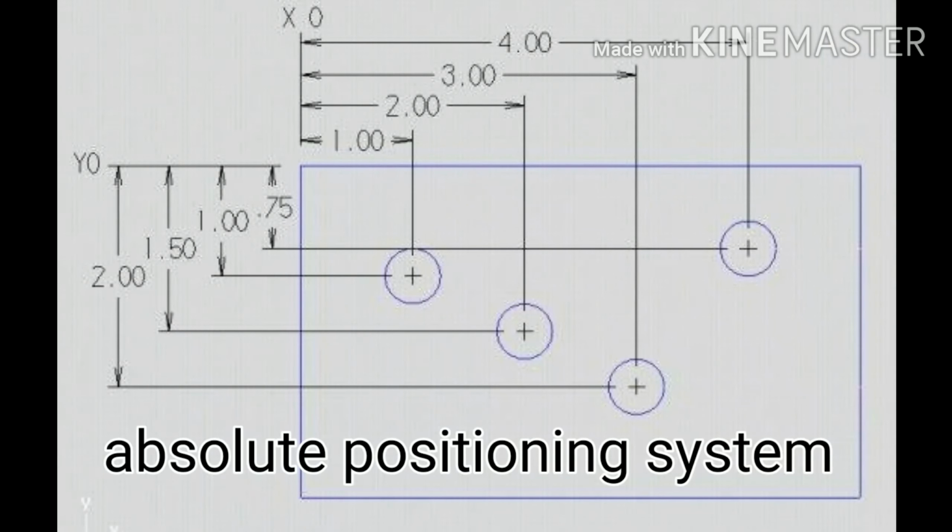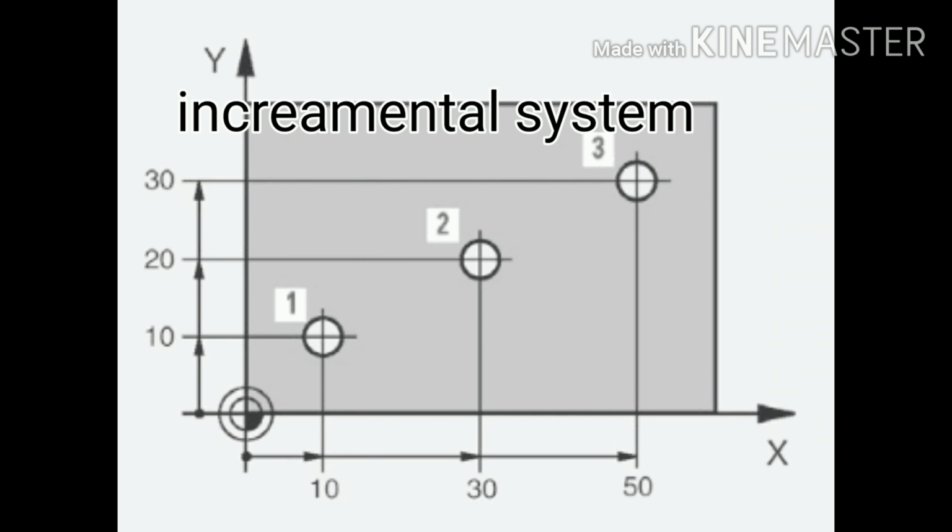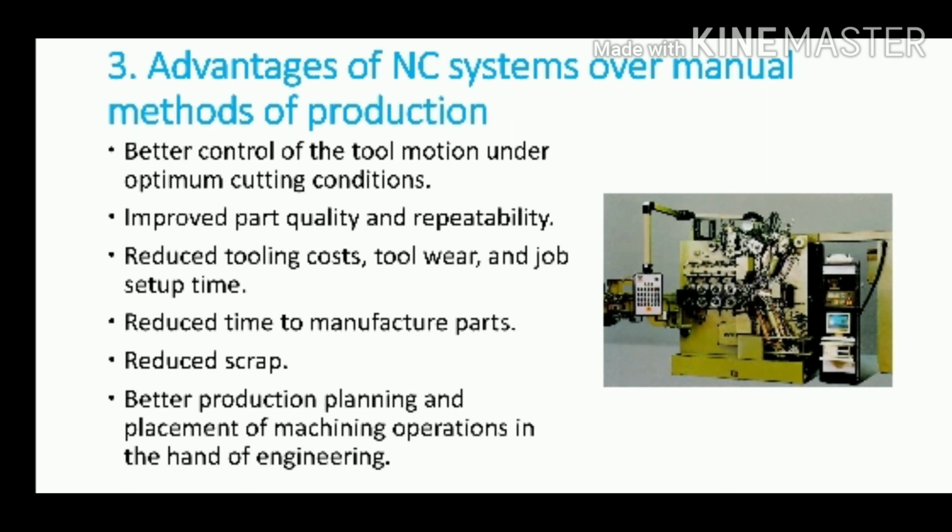of the table. Lastly, this system is classified based on the positioning system used. It is classified into absolute positioning system and incremental positioning system. In absolute positioning system, the coordinates of each point are specified with respect to a common reference point, whereas in incremental positioning system, the coordinates or position of the next point is represented with respect to the previous point. Now friends, let's see the advantages of the numerical control system over manual machines.